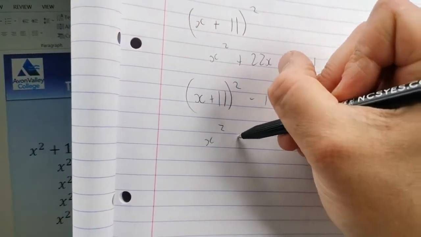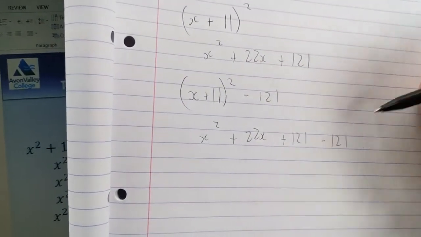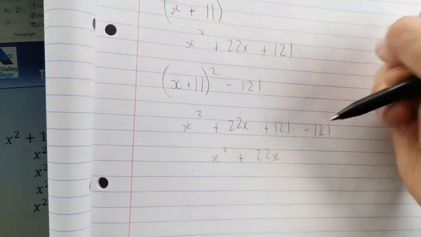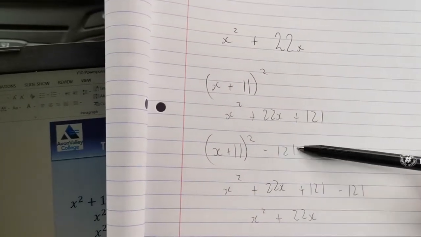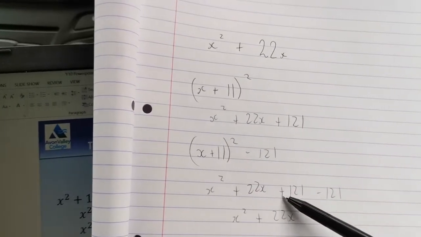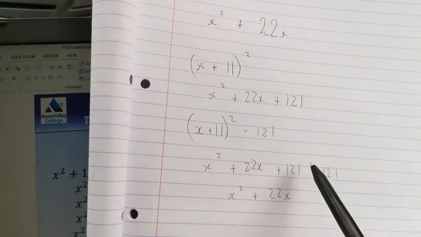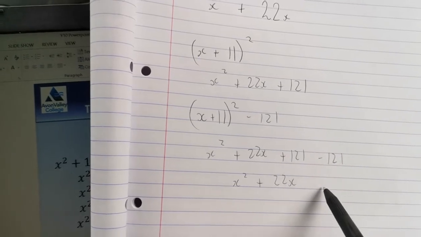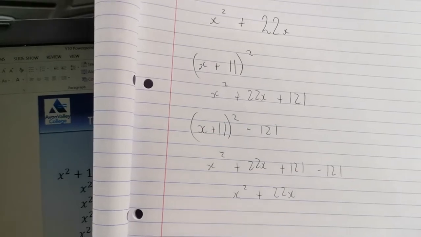I then get x squared plus 22x plus 121, take away 121, which leaves me with x squared plus 22x. So that's why I'm taking away this number next to this bracket, because effectively if I multiply this out, I get this 121, but I didn't want that 121 because there's nothing here. So I'm getting that back to plus 121, take away 121 to get that back to 0. So I'm just left with x squared plus 22x.